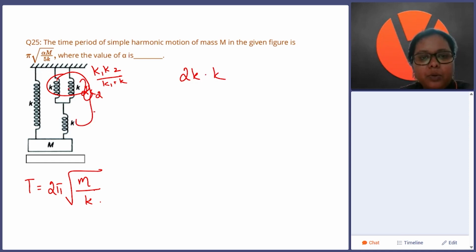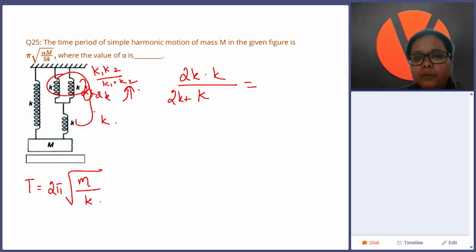So k1 plus k2 is 2k, and this is k. For this, the effective formula would be 2k times k divided by k plus 2k. So what is the value then? 2k square divided by 3k. So the effective for this particular side alone would be 2k by 3.